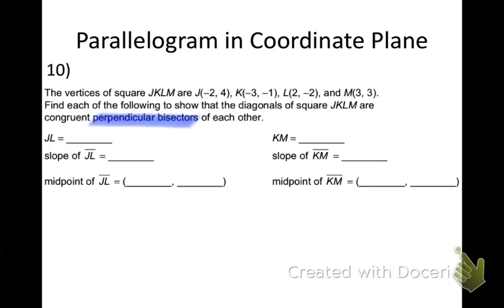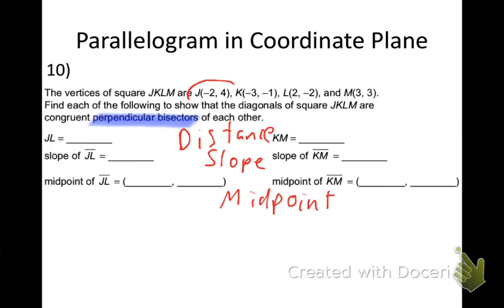So what do I need to do? I need to find the distance, I need to find the slope, and I need to find the midpoint. 3 things we all agree we can do already, yes? So find J and L. I'm going to circle JL. Those 2 go together. And then K and M go together. Don't confuse them. Take a couple seconds, find this information on all 3 of those. It's all things that we should be able to do already.